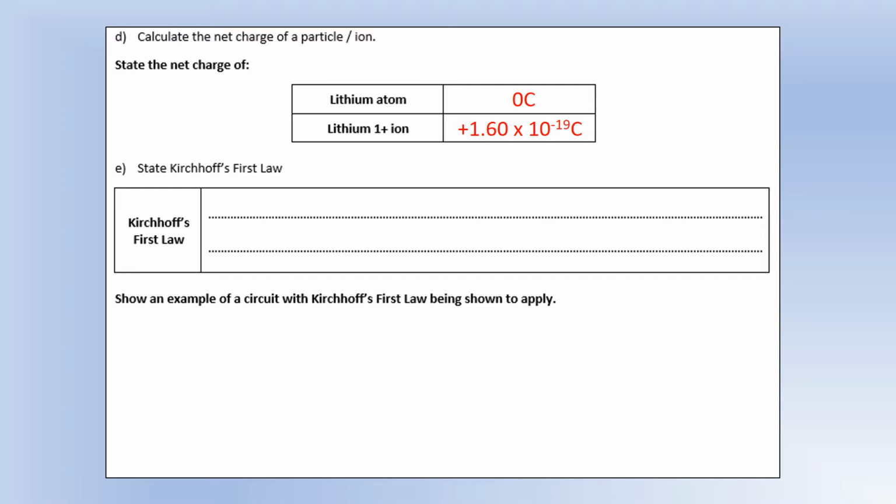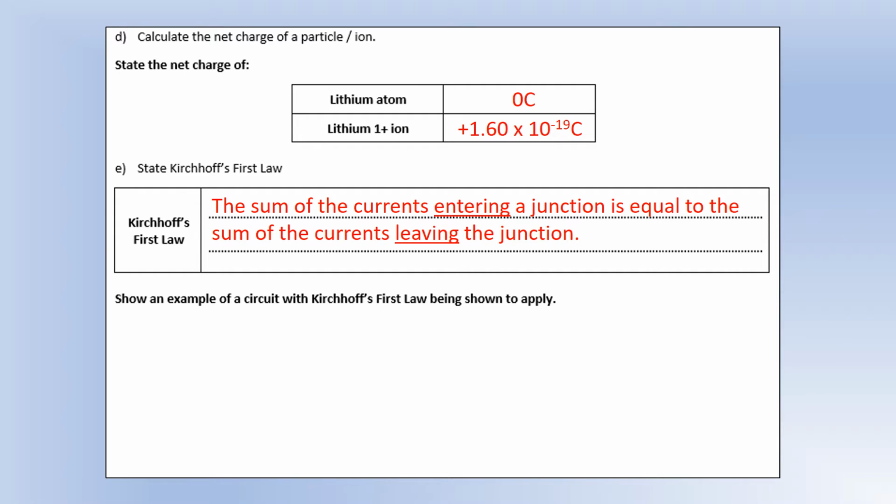Okay, so when we're modeling charge in circuits, we use a law called Kirchhoff's first law, which states the sum of the currents entering a junction is equal to the sum of currents leaving that same junction. This is essentially a law of conservation of charge, because what it really means is if a charge goes in, it has to come out. So it's just conservation of charge.